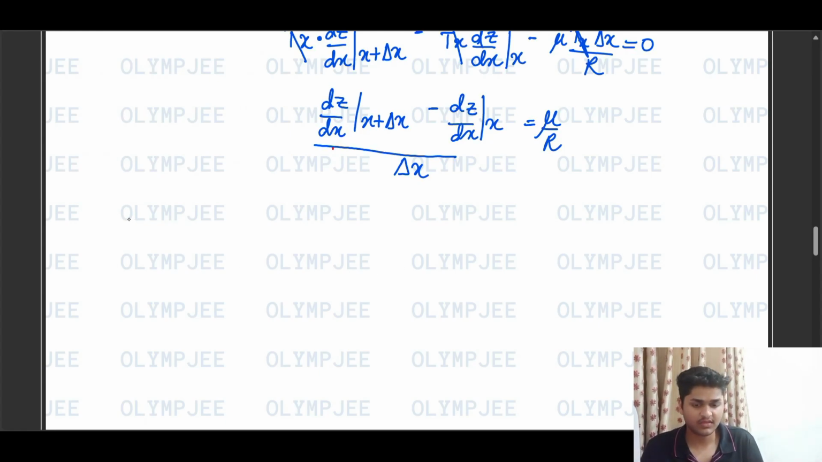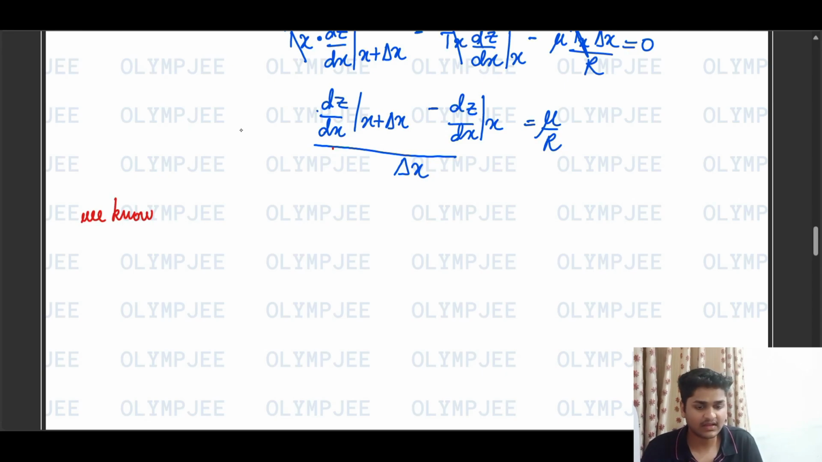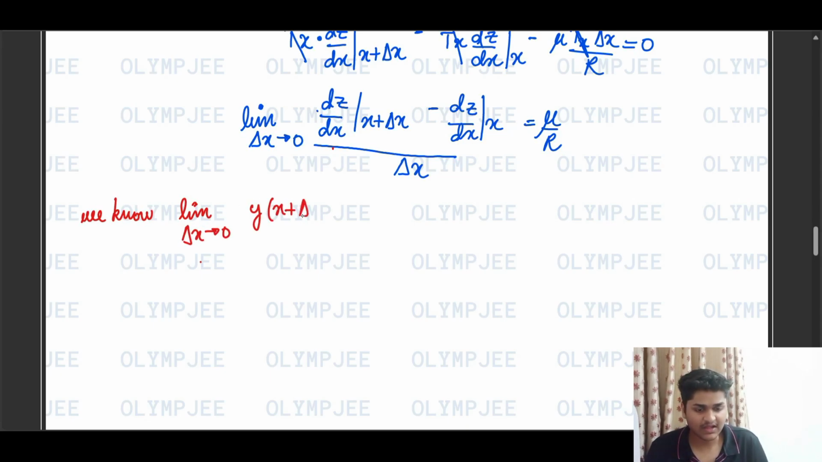This term is a bit special because, let me remind you, since the delta x is very small, we can take the limit. Since we cannot divide by a quantity that is approaching 0, we will take limit delta x tends to 0. So we know that if we have limit delta x tends to 0, y at x plus delta x minus y at x divided by delta x, this is the formula for the differential at x. So dy by dx, right?